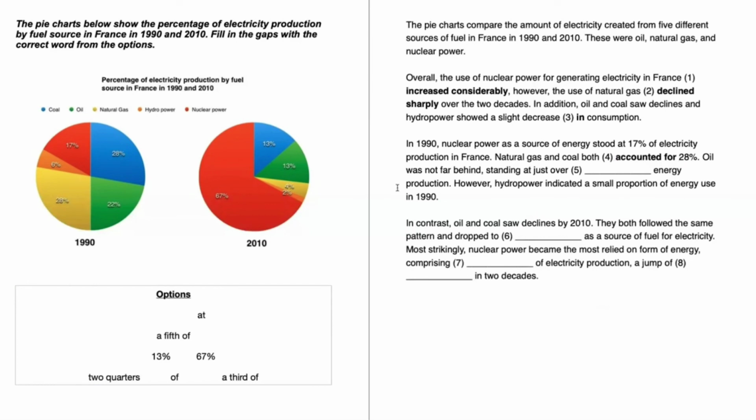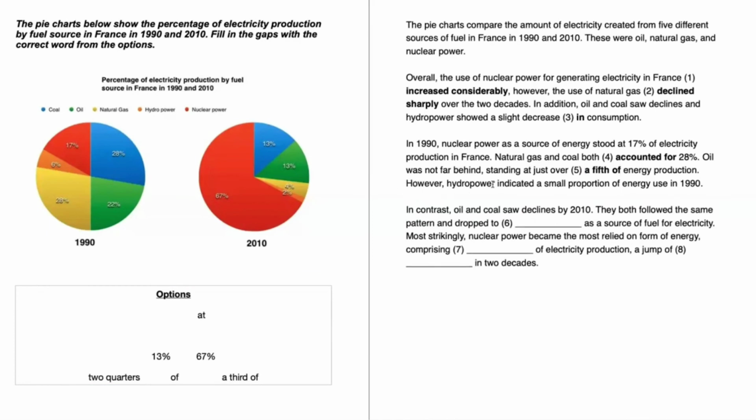Continuing on, oil was not far behind, standing at just over blank energy production. Now this is a bit difficult. We'll have to look at oil, which is green. So we're looking at how oil was not far behind natural gas and coal. Let's think about 22% in the midst of all of these categories. So we see there are 5 categories. So 22% would actually be a fifth of the entire energy production. So that's how we get this answer here. In the last sentence, however, hydropower indicated a small proportion of energy use in 1990.